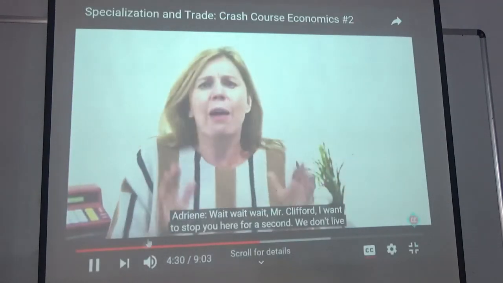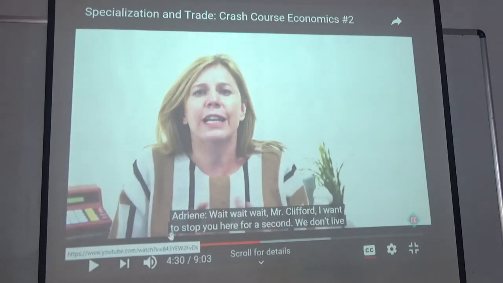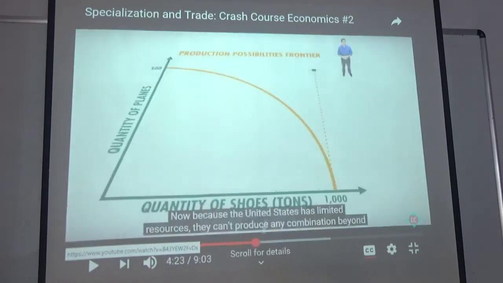Wait, Mr. Clifford, I'm gonna stop you here. He talks fast, but basically he's showing the extremes on both sides, right? If you have X amount of limited resources, you could, in this case, spend all of your resources to make X, or all of your resources to make Y. And then here, this yellow line is the range of mixes that you can make of all of them.